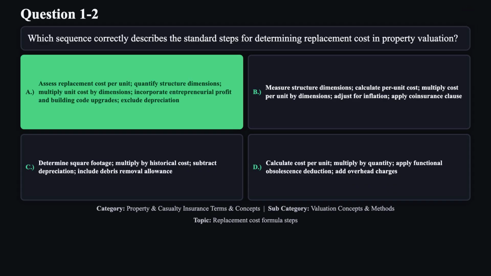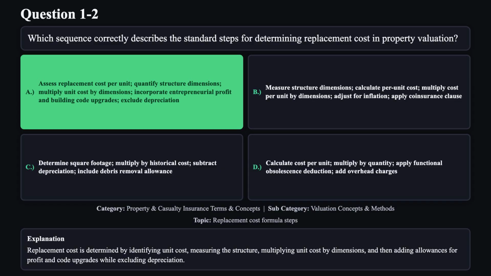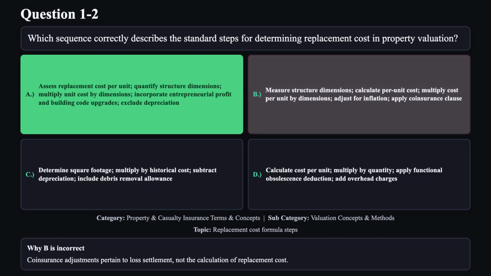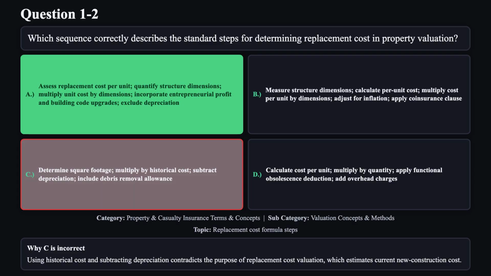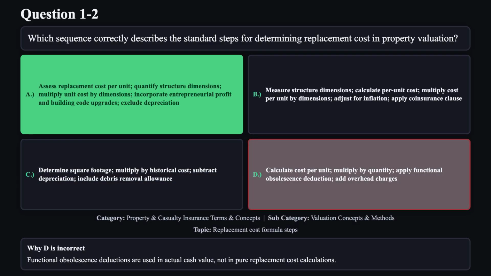The correct answer is A. Replacement cost is determined by identifying unit cost, measuring the structure, multiplying unit cost by dimensions, and then adding allowances for profit and code upgrades while excluding depreciation. Reason B is not correct. Coinsurance adjustments pertain to loss settlement, not the calculation of replacement cost. Reason C is not correct. Using historical cost and subtracting depreciation contradicts the purpose of replacement cost valuation, which estimates current new construction cost. Reason D is not correct. Functional obsolescence deductions are used in actual cash value, not in pure replacement cost calculations.